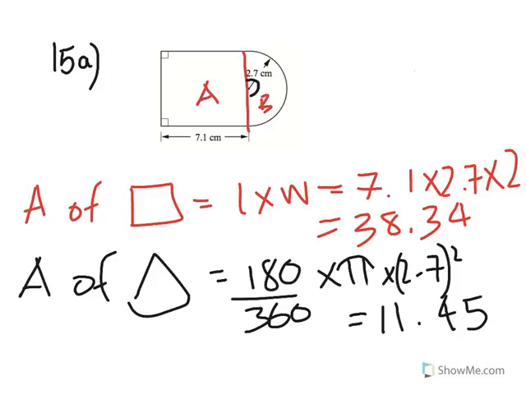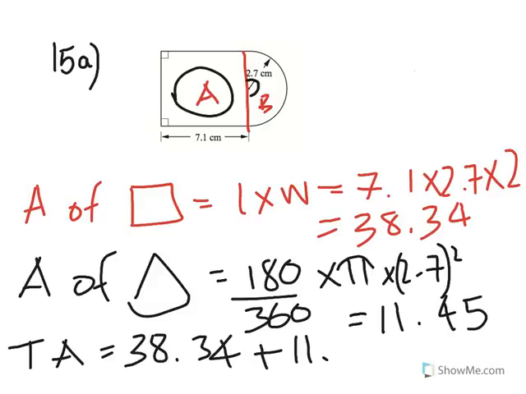Now all you have to do in the end to find the total area, TA, is equal to 38.34, basically A, plus 11.45, and that is 49.79, which is just 49.8.